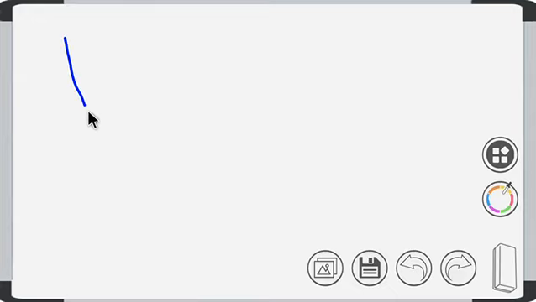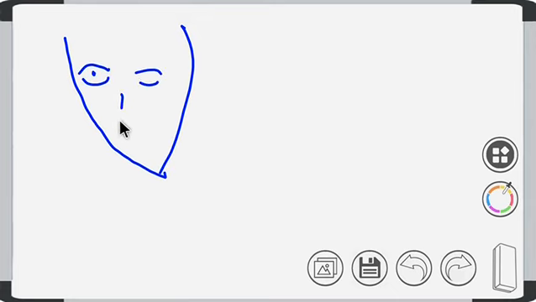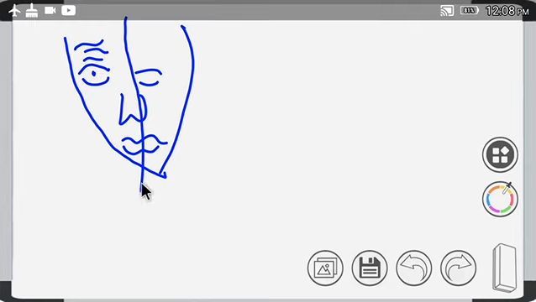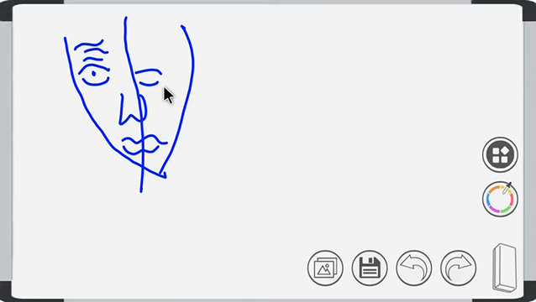Suppose this is the face. These are the eyes. This is the forehead. This is the side of facial paralysis. Let's see the signs and symptoms. So here we can see loss of wrinkles on the forehead.